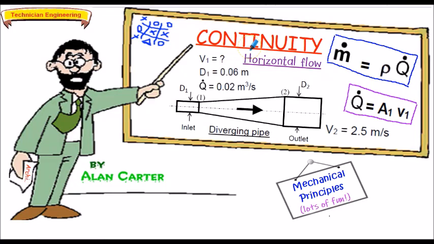Hello, and welcome to this presentation related to continuity. In other words, we're going to consider fluid flow through horizontal pipes. Pipes can be of diverging section, as shown in the figure here, from the small diameter to the large diameter, fluid flow here from left to right, or they can be converging pipes, where fluid flow is from a large diameter to a small diameter.